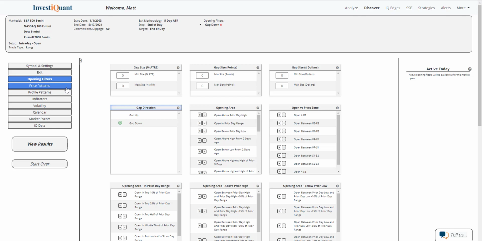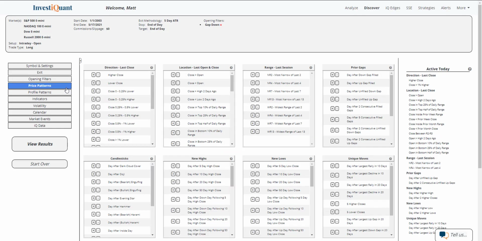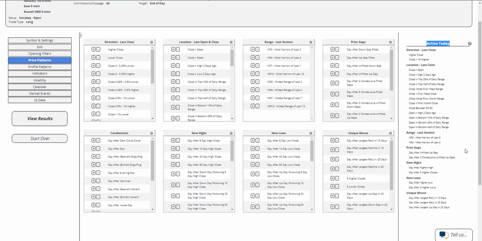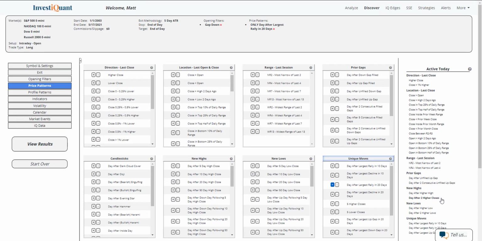And then next, I'm going to go into the price patterns library, and I'm going to grab the pattern from the active today section that says that Friday was the largest rally of the past 20 sessions. So that took place on Friday. We had that big trend day up, and I've added that now to the test.